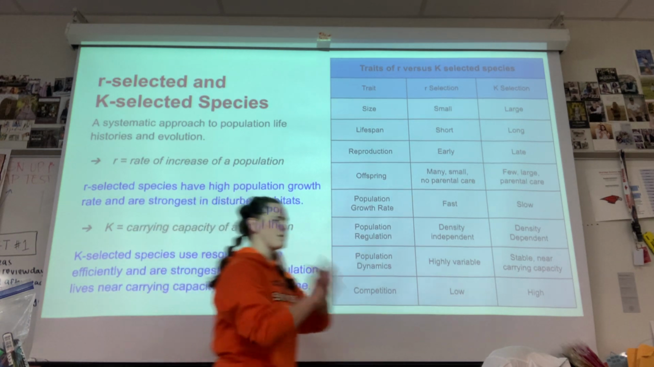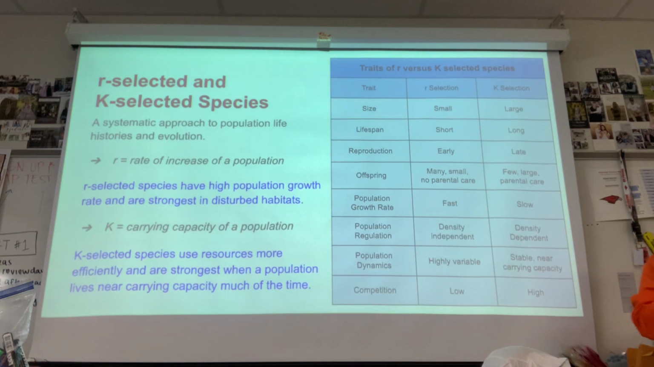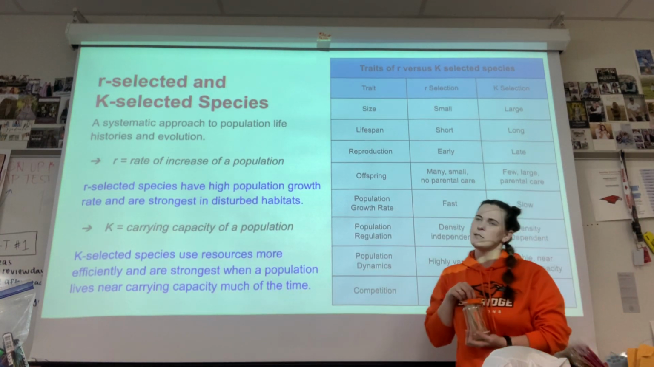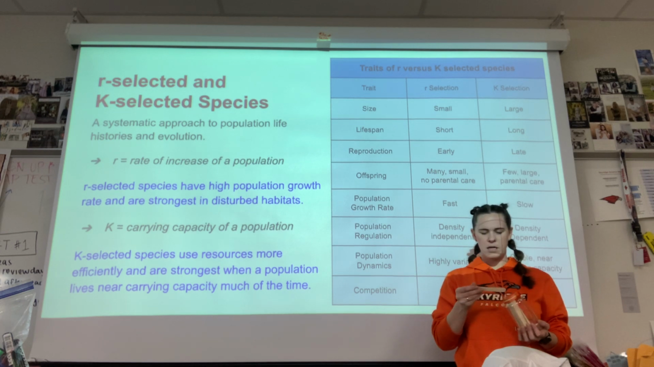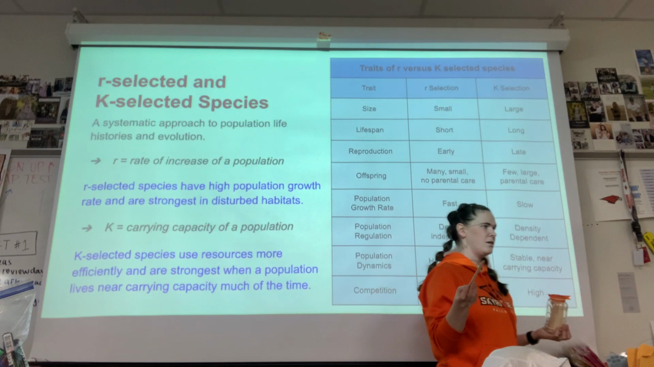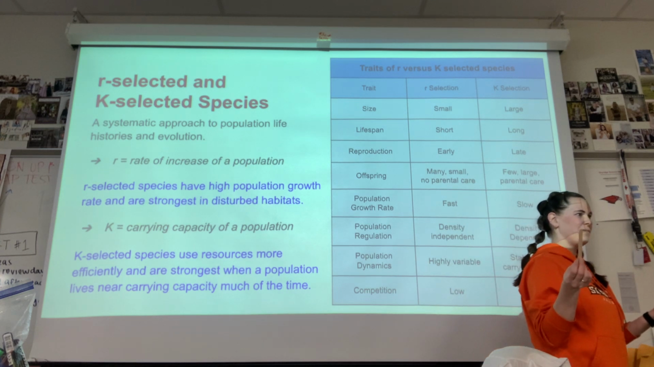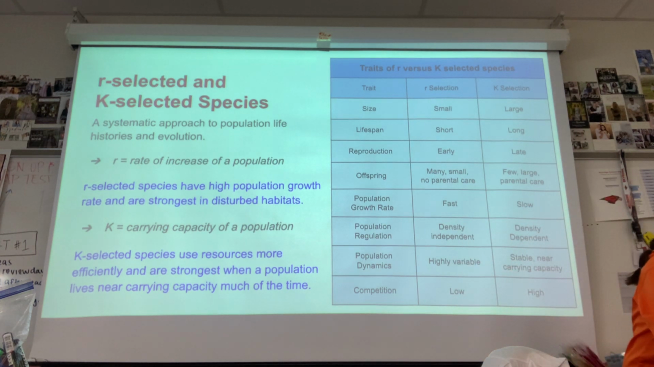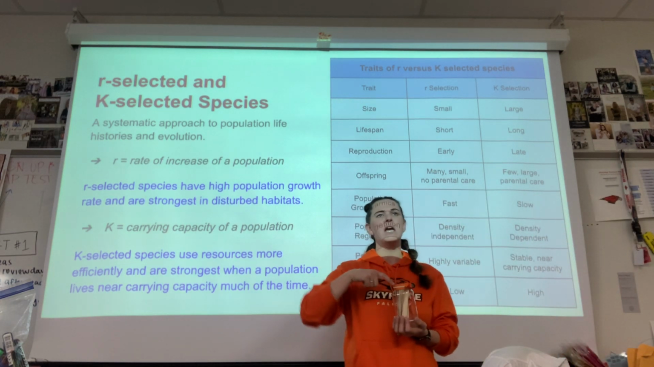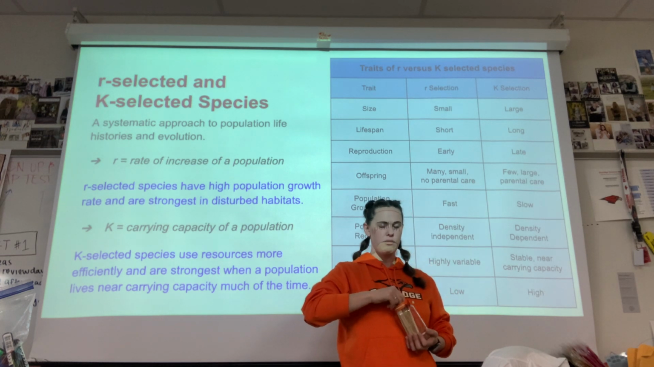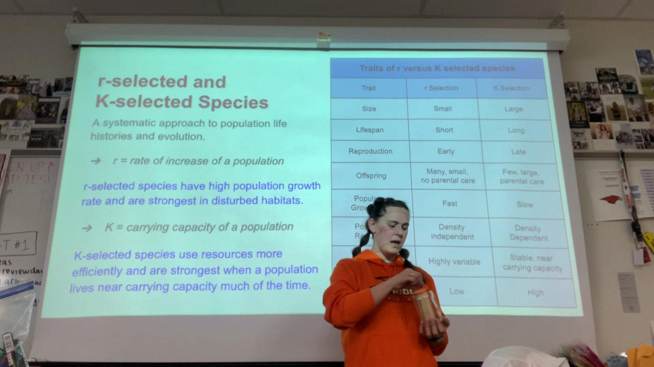So remind me, I'm going to ask this question, popsicle stick style. When I say R selected species, what animal did I tell you to think about to help you remember? R stands for what? For rabbit. So we were talking about it last time. We said that R is rabbit because they reproduce really quickly, they have a lot of offspring, not a ton of parental care.